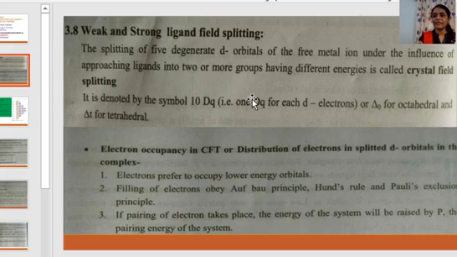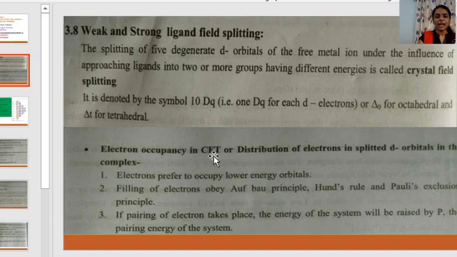We know there are 5 d orbitals and each orbital can have 2 electrons in it. So for each d electron 1 Dq, that is 5 orbitals, 5 into 2, 10 electrons, therefore 10 Dq. Hence the splitting is denoted by 10 Dq, or delta O for octahedral and delta T for tetrahedral.